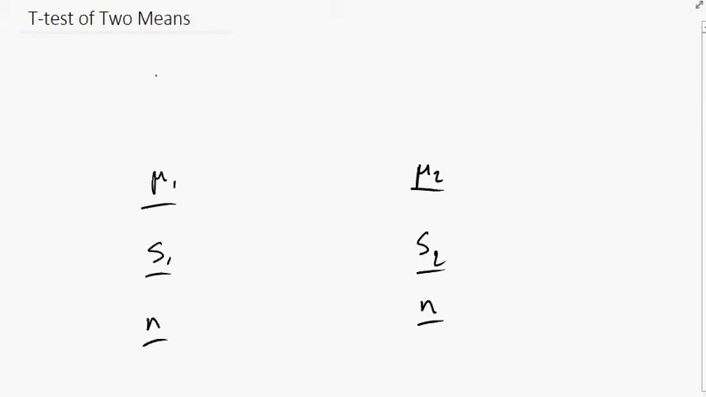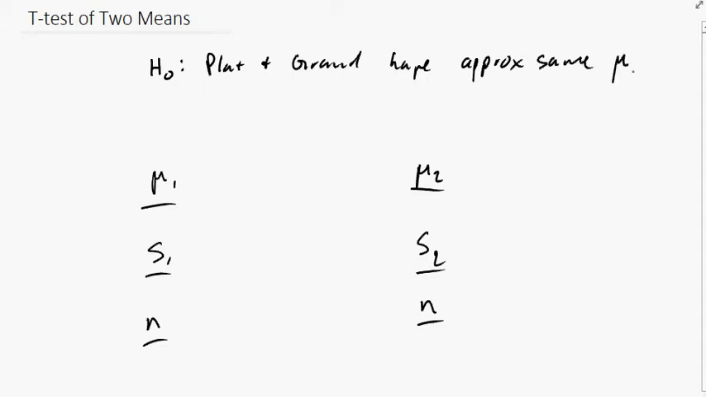Alright, now our hypothesis here. The null hypothesis is that Platinum and Grandmaster have approximately the same mean. The other way to write it is that mu1 equals mu2. Their averages are the same. That is what we are testing.